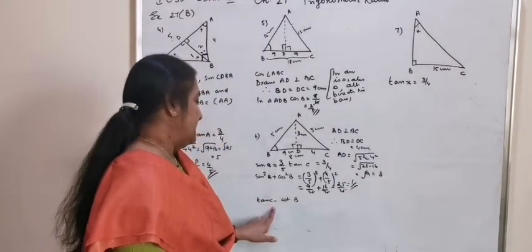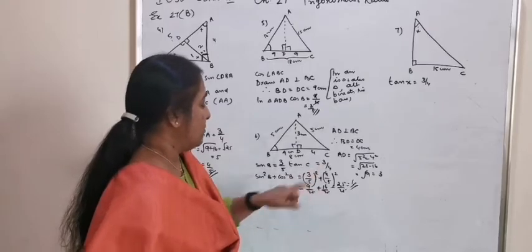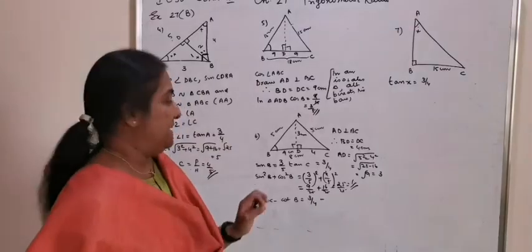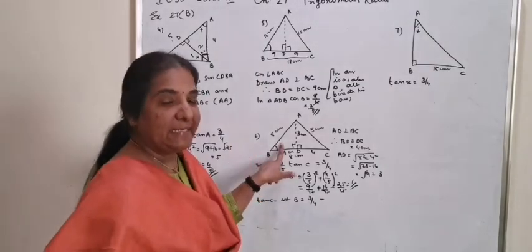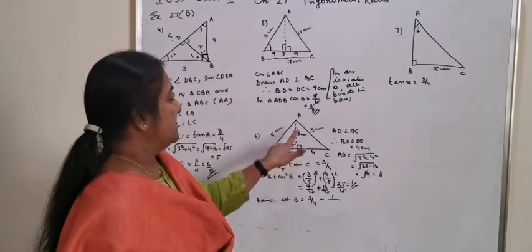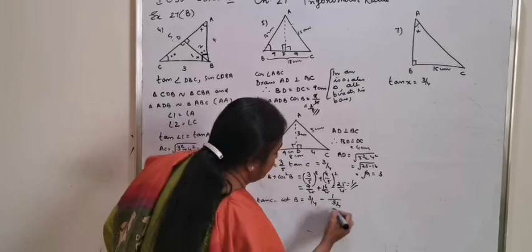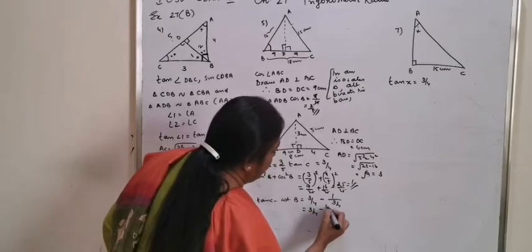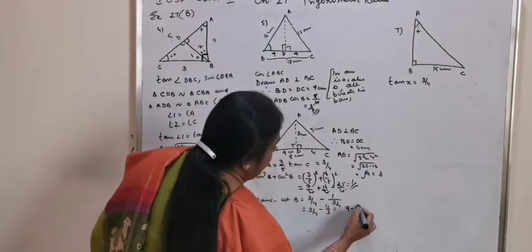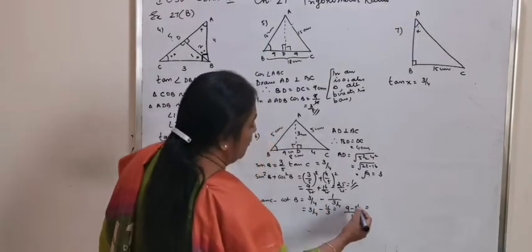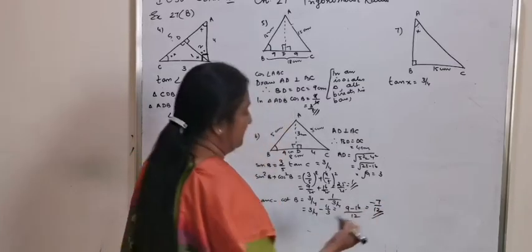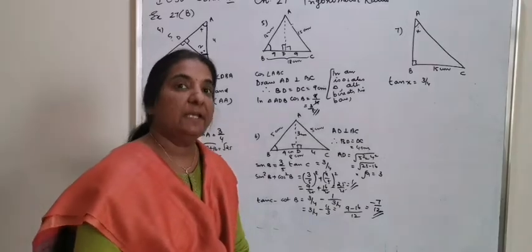Next is tan C minus cot B. Tan C is already here, 3 by 4, minus cot B. Cot B is 1 by tan B. Tan B is 3 by 4, so cot B is 4 by 3. So it is 3 by 4 minus 4 by 3, with the LCM 12, 9 minus 16 by 12, or it is minus 7 by 12. The answer is minus 7 by 12.